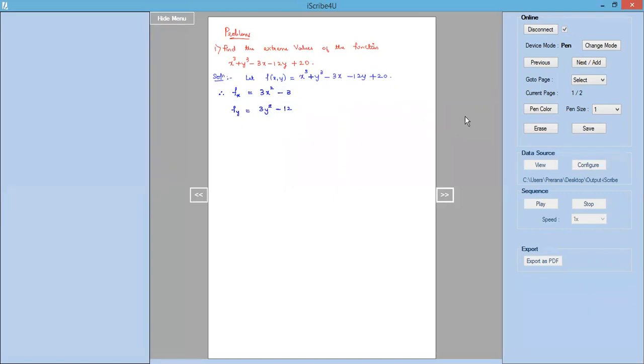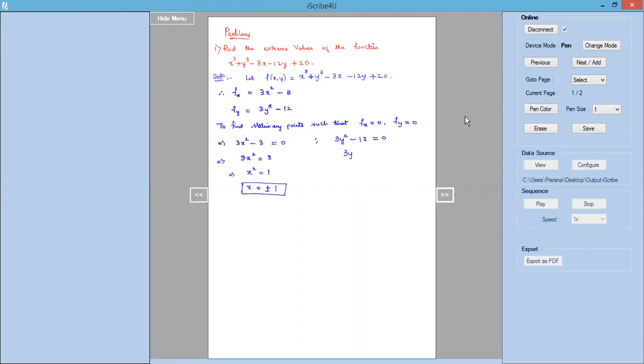Now, to find stationary points, such that fx is equal to 0 and fy is equal to 0. So this implies 3x square minus 3 is equal to 0, and 3y square minus 12 is equal to 0. We'll solve for x and y now. So 3x square is 3, or x square is equal to 1, which gives x is equal to plus or minus 1.